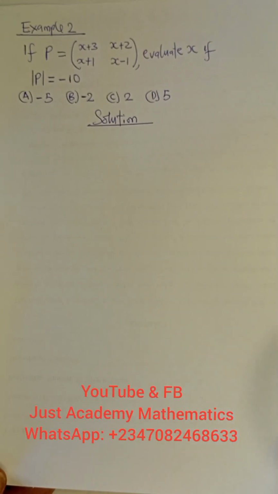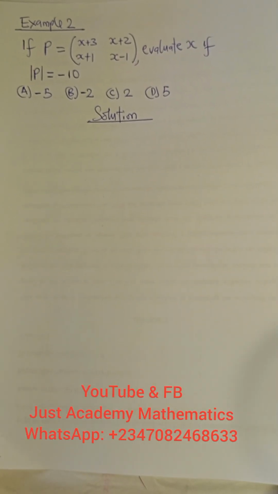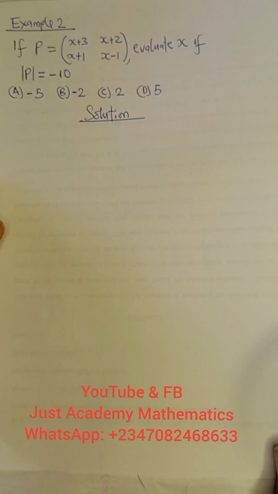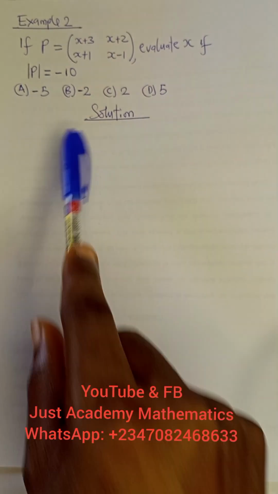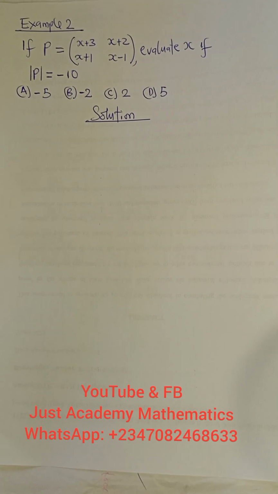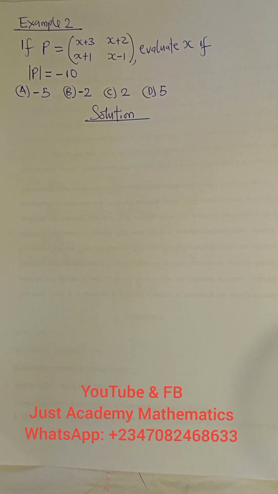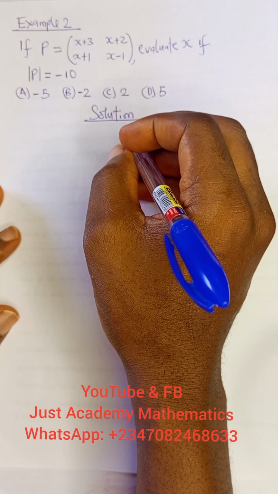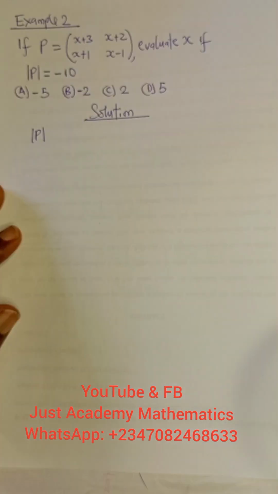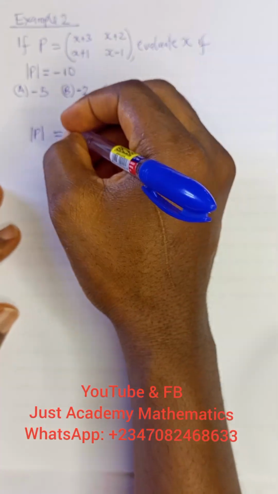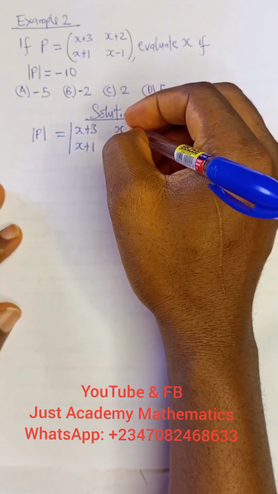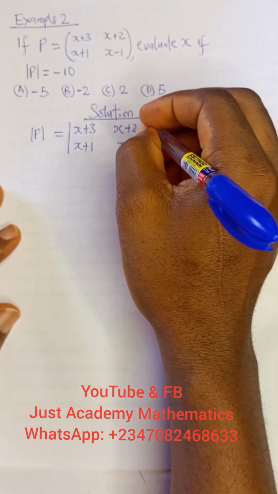Okay, let's see another example as we advance. Look at example two. Given that P is equal to this matrix here, we are asked to find the value of s if the determinant of P is equal to minus 10. So let's see what they are saying. Determinant of P means P determinant like this, which is similar to this: s plus 3, s plus 1, s plus 2, s minus 1.